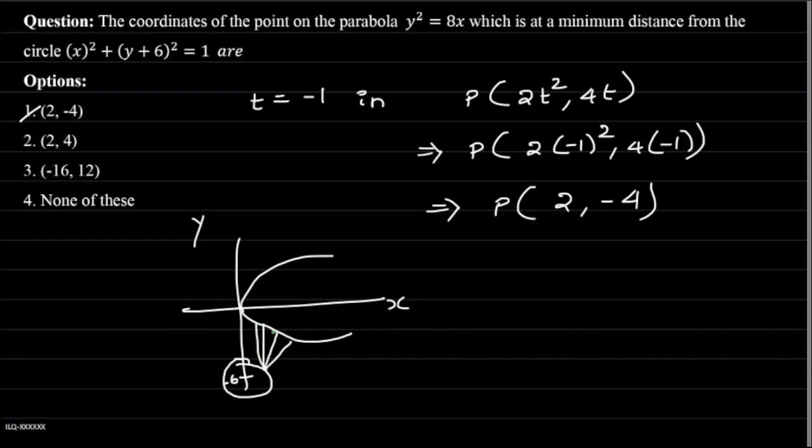For that purpose, we can easily say that the point is in quadrant 4, which is in the form of (x, minus y). So if you observe the options, there is only one option which satisfies this condition, so we can easily opt for that one.